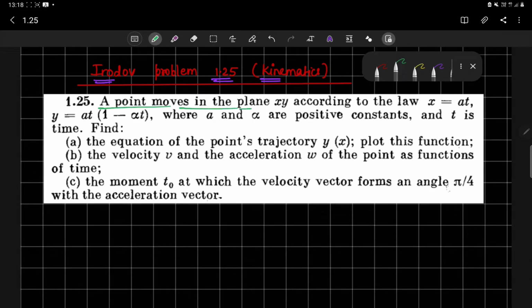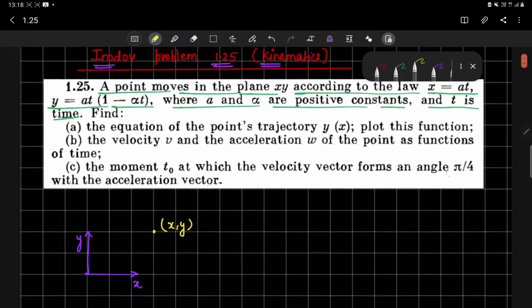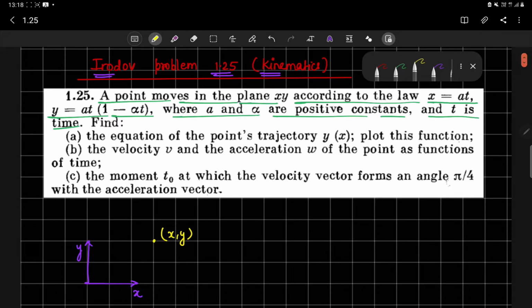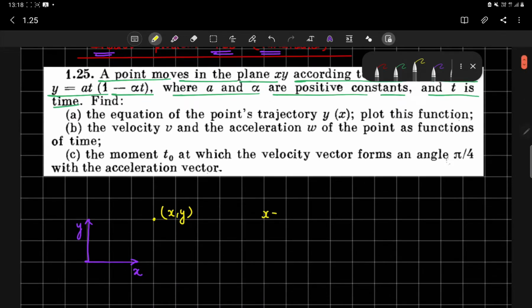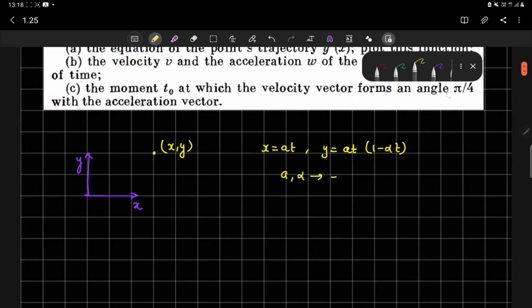A point moves in the plane xy according to the law x is equal to at and y is equal to at times (1 minus alpha t), where a and alpha are positive constants and t is the time. So let us say that this is the x-axis and this is the y-axis in the xy plane. Let us represent any point in this plane as x comma y coordinate, and the motion of the point is given according to the equations x is equal to at and y is equal to at times (1 minus alpha t), where a and alpha are positive constants.